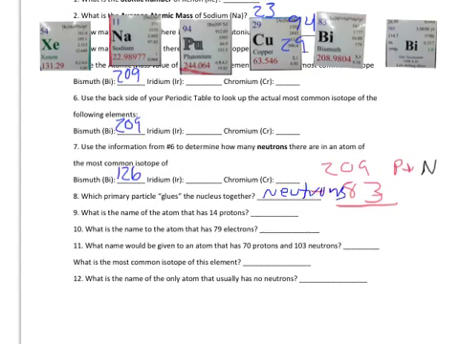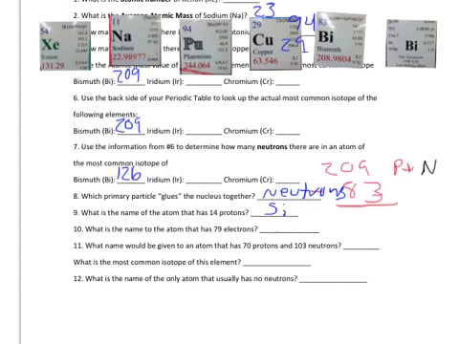What is the name of an atom that has 14 protons? What I do is I look at the periodic table, I find element number 14, and I see that element number 14 happens to be silicon. And I'm going to be lazy and just write the chemical symbol for it.